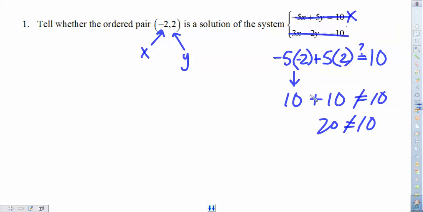There is no point in checking the other one. Why not? In order for this to be a solution to the system, it needs to work for both. If it didn't work for the first one, what's the point? Okay?